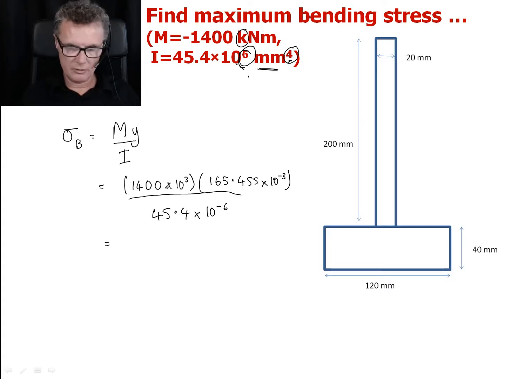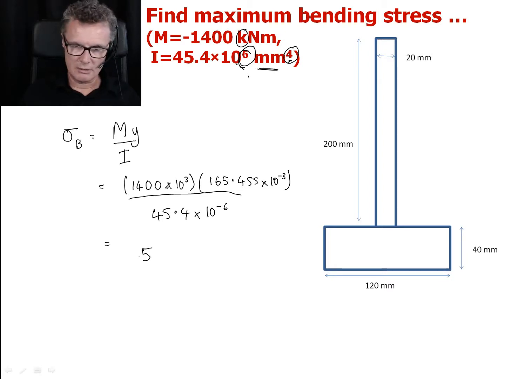So we've got 1400 times 10 to the 3 times 165.455 times 10 to the minus 3, divided by 45.4 times 10 to the minus 6. And what do you think? Do you think all that weight's going to bend my beam? Almost certainly. We got the stress here, so this is going to break for sure.